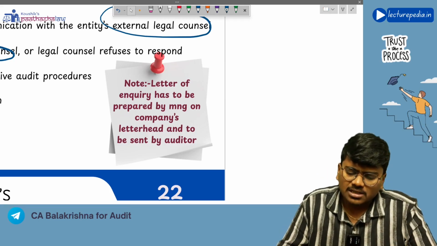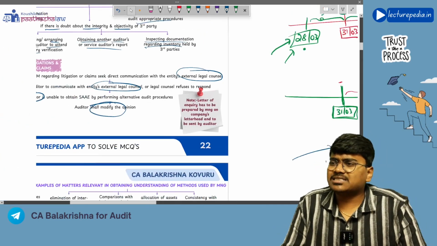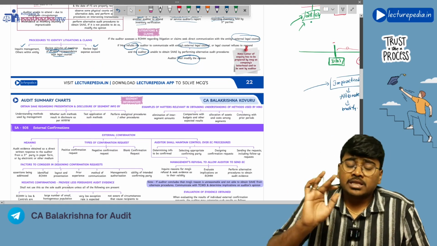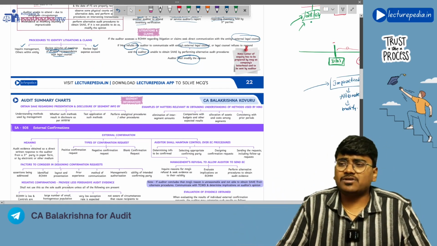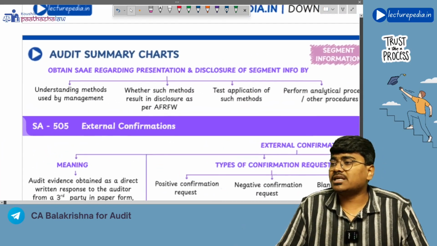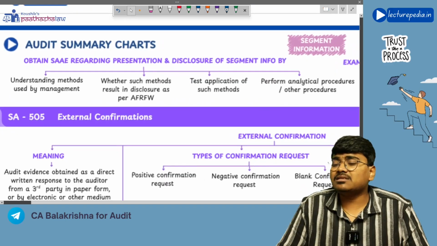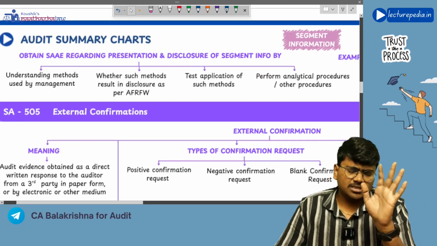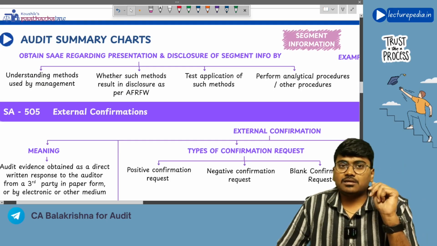Understanding? Because the external legal counsel doesn't know who the auditor is; the identity of the auditor he doesn't know. The external legal counsel has a relationship with the management. So if you send the letter on the letterhead of the management, then there is a high chance that the legal counsel will respond to it. Understanding? Those are the things with respect to litigations and claims.